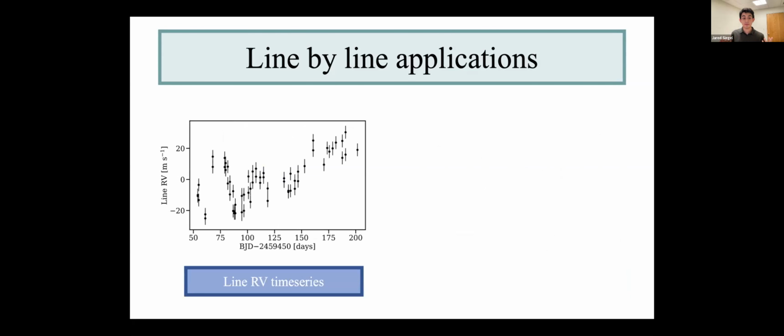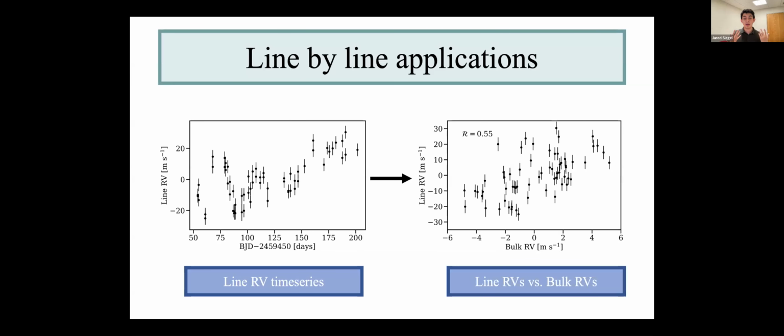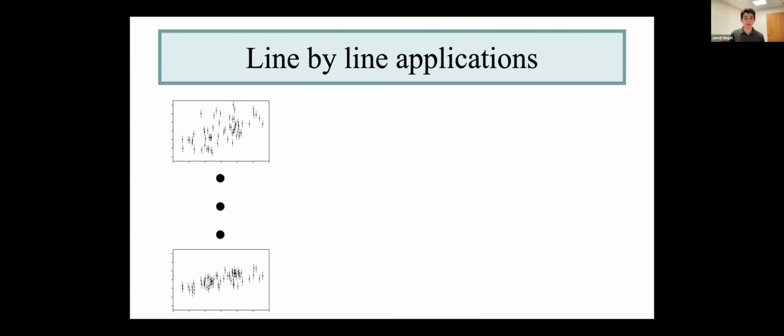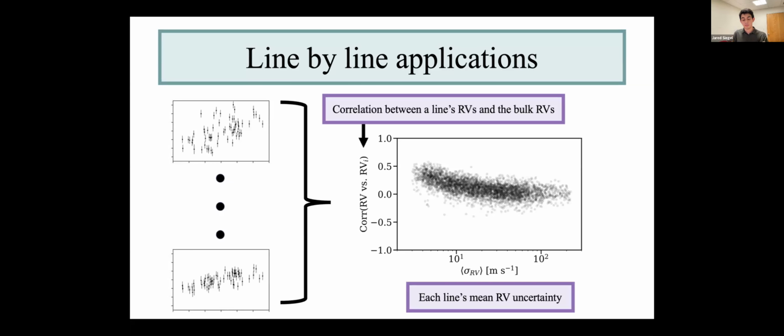In fact, one of the first tests you might want to run is to take this time series you just calculated for one spectral line and compare it to the spectrum averaged signal. And in this case, we can see we've identified a very activity-sensitive spectral line. But of course, we have many thousands of spectral lines that we're trying to study, so we can summarize all of these different ways of correlating in a plot such as this. On the x-axis, we're plotting each line's mean radial velocity uncertainty, and the y-axis is the correlation between a line's radial velocity time series and the bulk radial velocity signal.